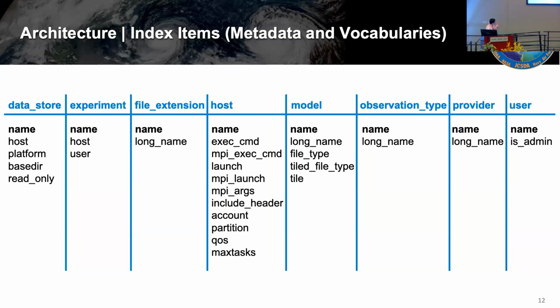All the index items have a name associated with them. And that is one of the key distinguishing factors between index items and data items, which I will get to next.